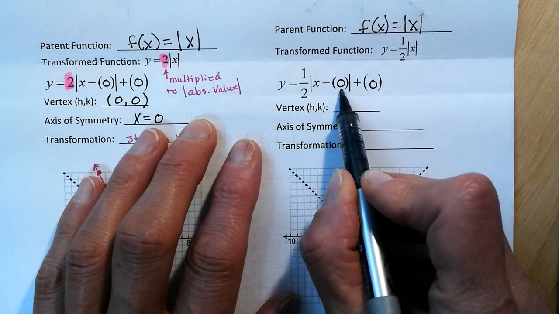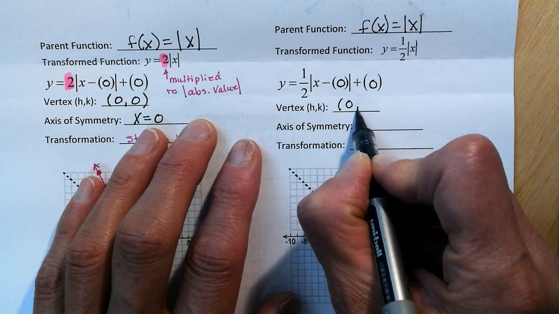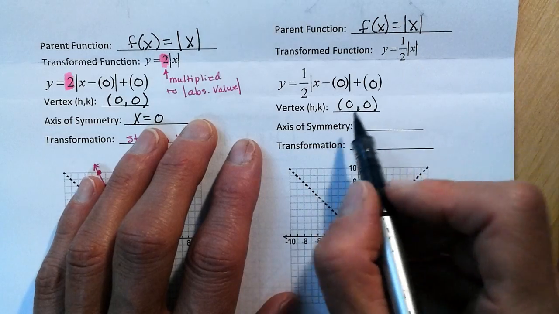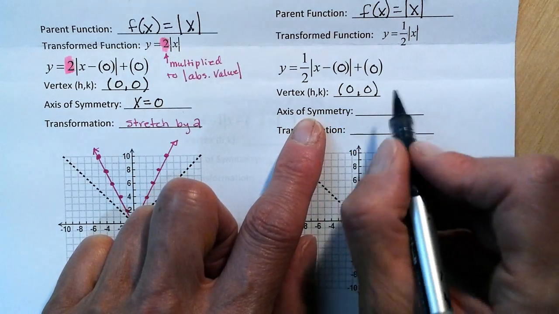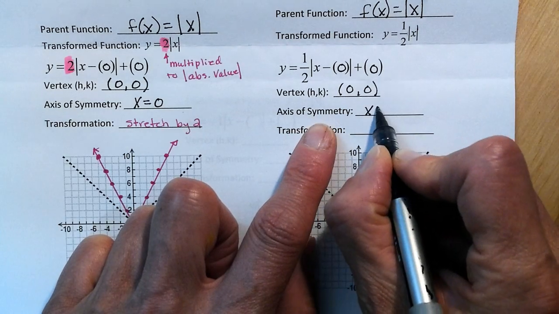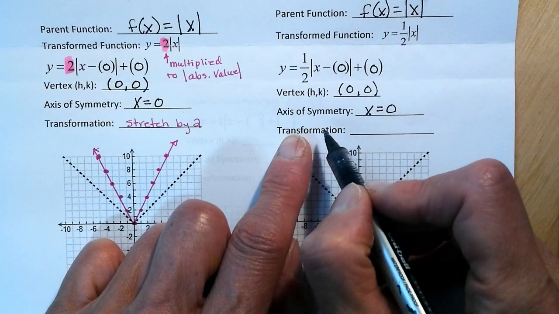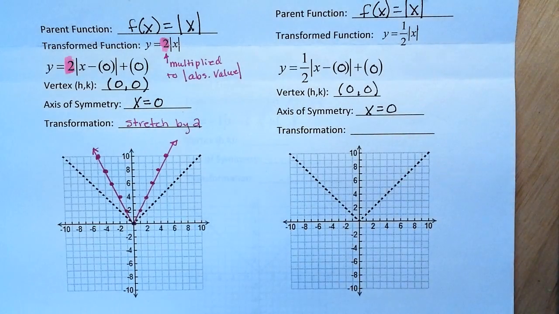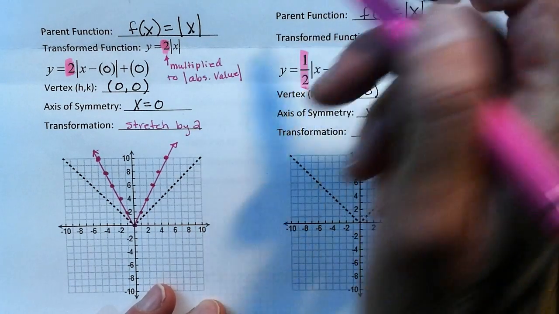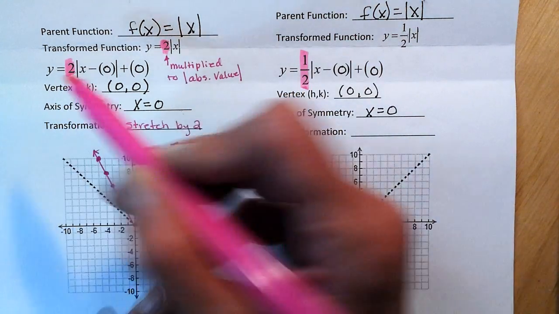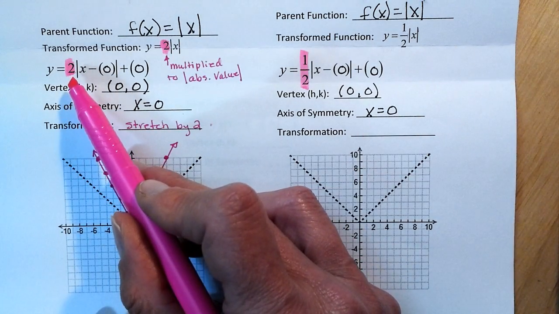So the vertex comes from here. So my vertex is 0, 0. And my axis of symmetry comes from the value of x at the vertex, which is x equals 0. So now I have to see what transformation happened. When we looked at this particular function, we saw that when this number was bigger than 1, it gave us a stretch by whatever that number is.